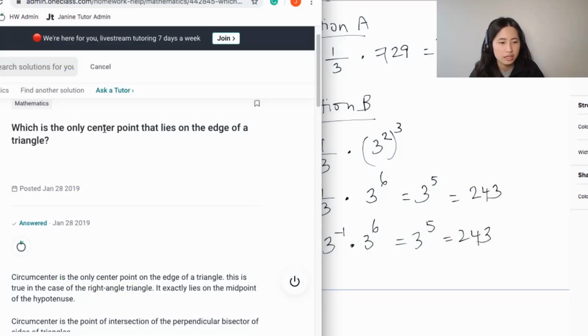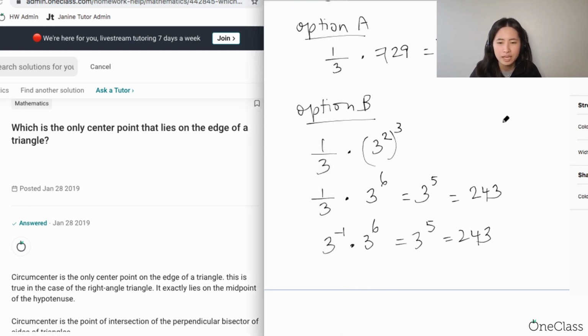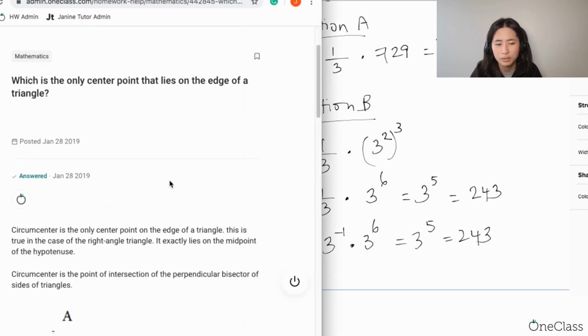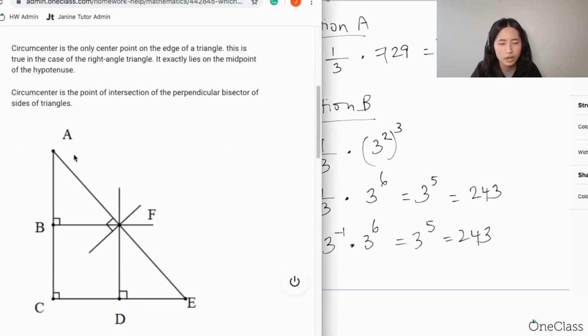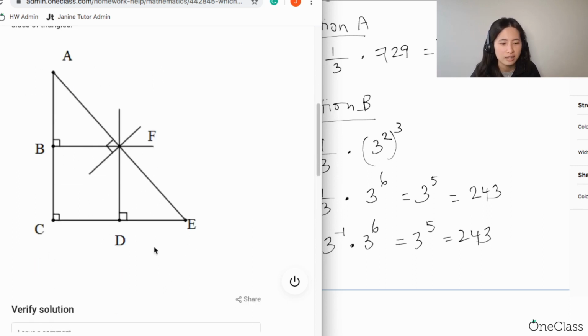Which is the only center point that lies on the edge. Okay, let me read that one more time. Which is the only center point that lies on the edge of a triangle. So, if you think about triangles, it could be right triangles, acute triangles, or obtuse triangles. In this figure, they're looking at triangle ACE.